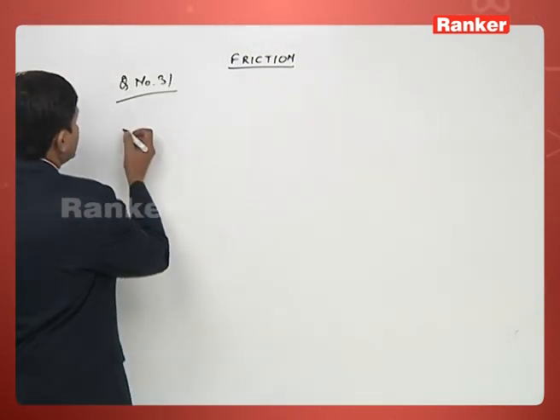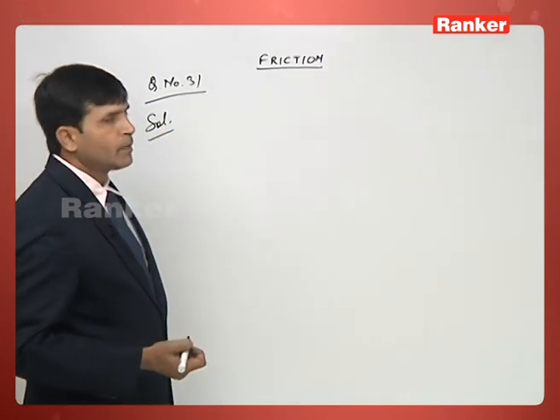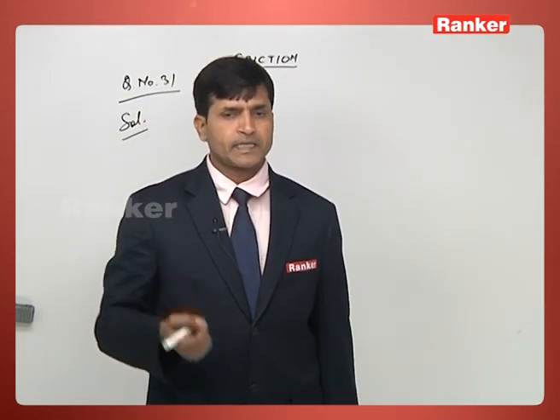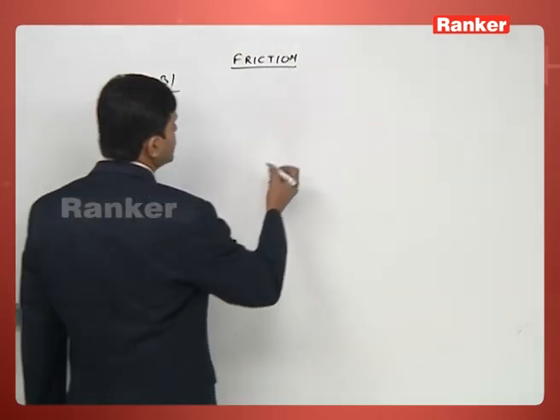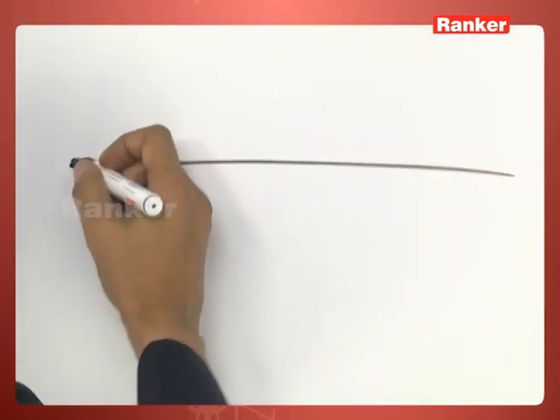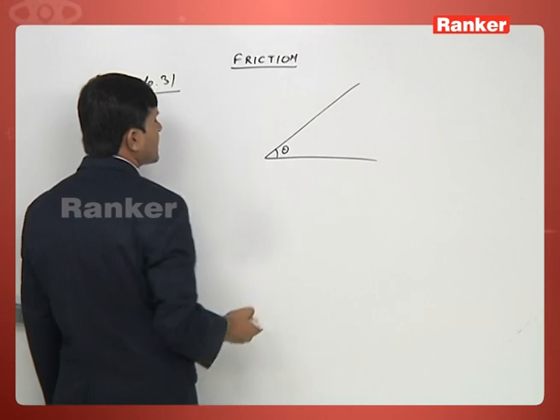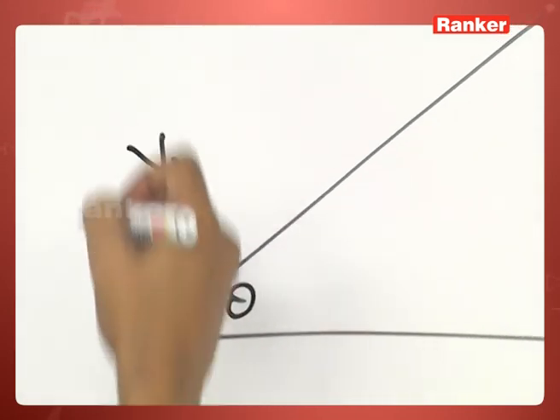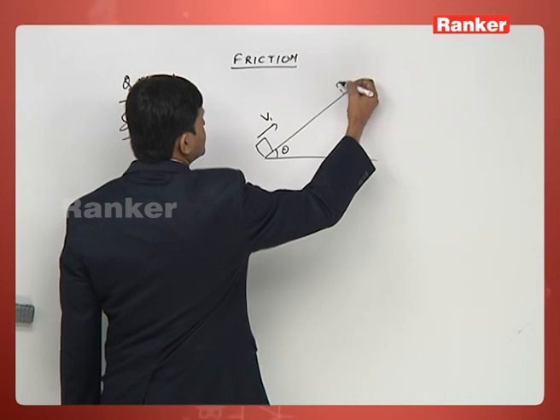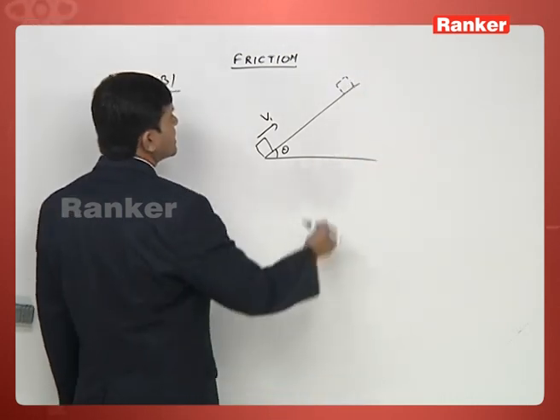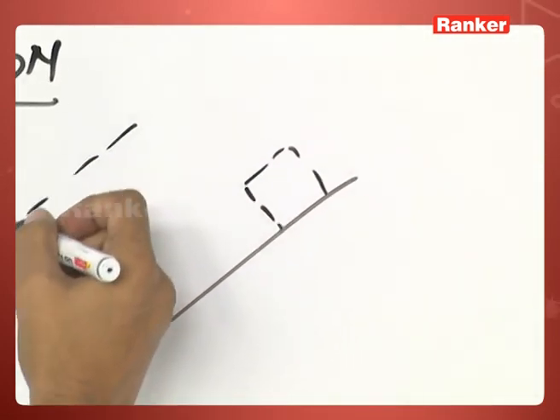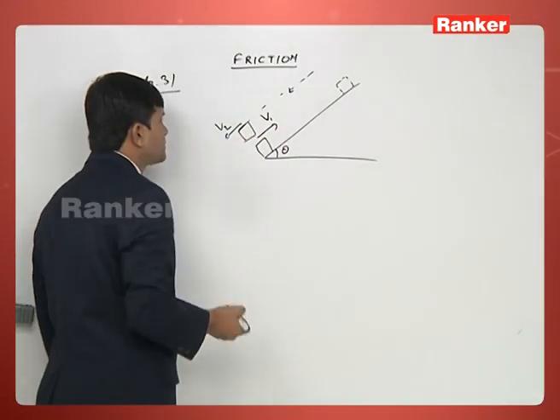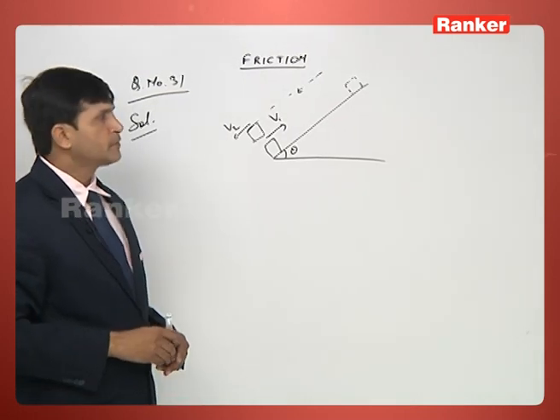So here in this question it is given a body has been projected with velocity v1 and it reaches up the inclined plane, then it comes back to the same position with velocity v2. So we have to find the relation between v1 and v2. The inclined plane angle theta is given, and now this body is projected with velocity v1. It is reaching somewhere here. Now it is coming back, and when it reaches again the bottom, its velocity is v2. So we have to find the v1 and v2 relation.